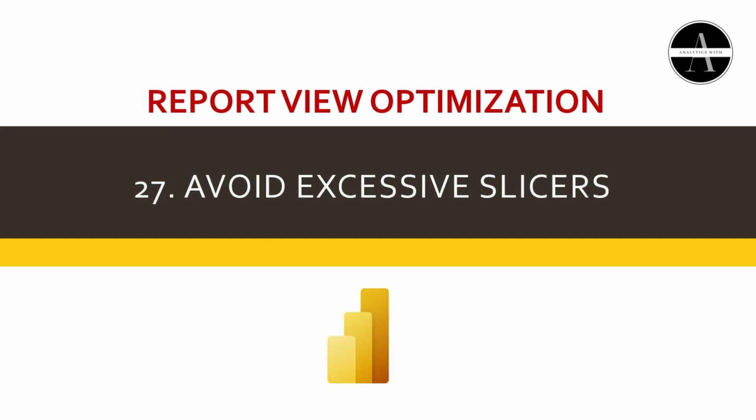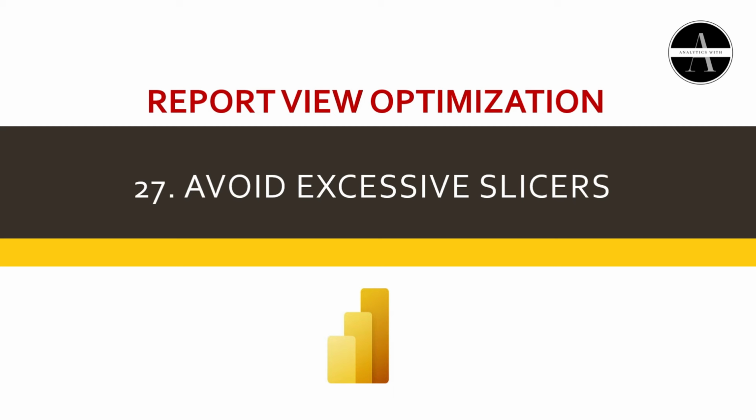Point number 27. Avoid excessive slicers. Next, be careful with your slicers. While they are great for filtering your data, slicers can cause performance bottlenecks, especially when there are too many. Instead, use the filter pane whenever possible. It's more efficient. If you must use a slicer, prefer a single drop-down instead of a list. Drop-down slicers reduce query load compared to list slicers, helping your report run faster.